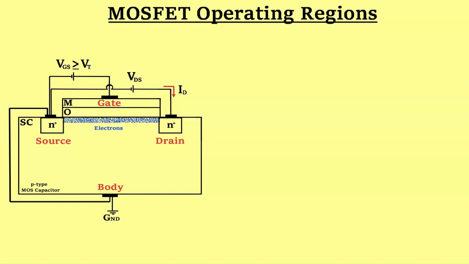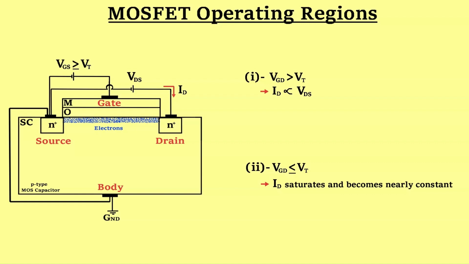It should be clear to you by now that we actually require two voltage supplies, one for creating the inversion layer and the other for providing a path to the charge carriers present in the inversion layer. However, it is observed experimentally that when the gate to drain voltage difference is greater than the threshold voltage, the drain current increases linearly with the increase in drain to source voltage difference. But as the gate to drain voltage difference becomes equal to or smaller than the threshold voltage, the current begins to saturate and becomes nearly constant. Depending on these conditions, the MOSFET is said to be operating in the triode or linear region and saturation region.